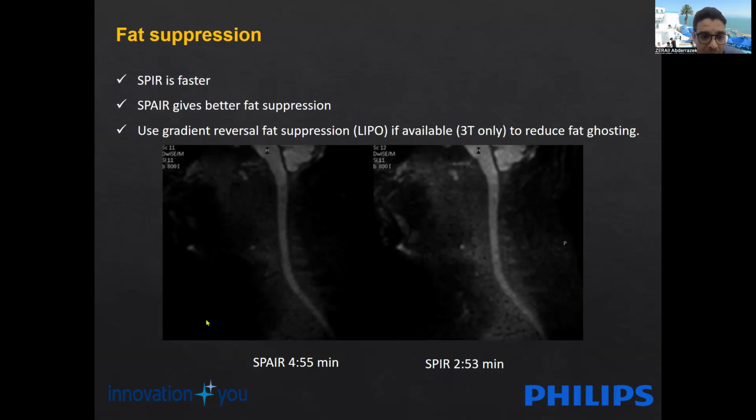You see here that's SPAIR. It's good, it gives you better fat suppression. There is no fat, but it's a little bit longer than the SPIR one. Here there are some artifacts. It's not artifacts, but the fat is not suppressed well, but it is very fast compared to the SPIR one.